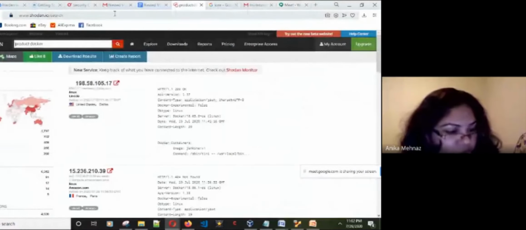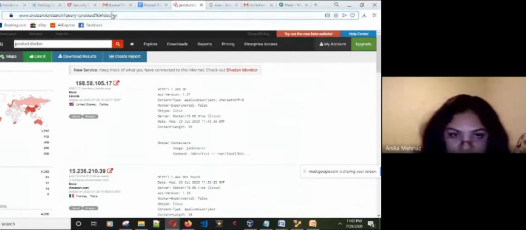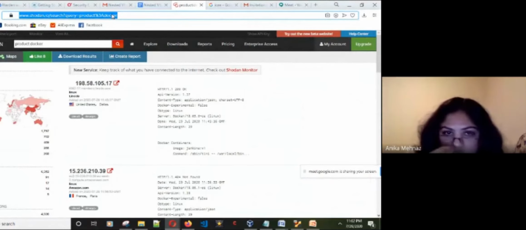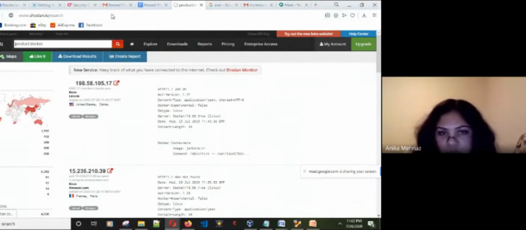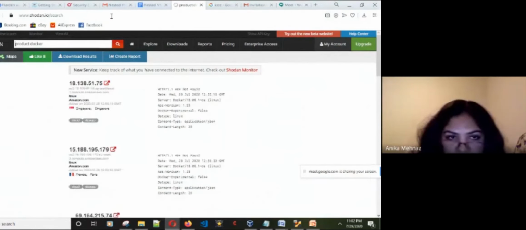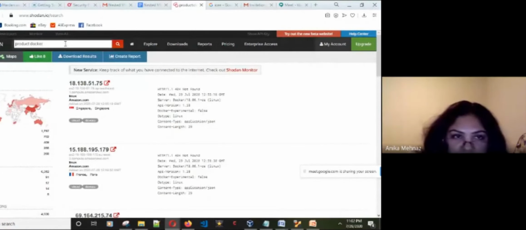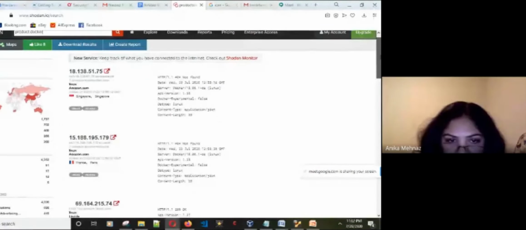So first, what you have to do is go to this website. It's called Shodan. In Shodan, you can find many publicly exposed Docker APIs. You have to create an account, and in the search engine, type product:Docker. You type that, and you get a list of exposed Docker APIs. Then you choose any one of them.